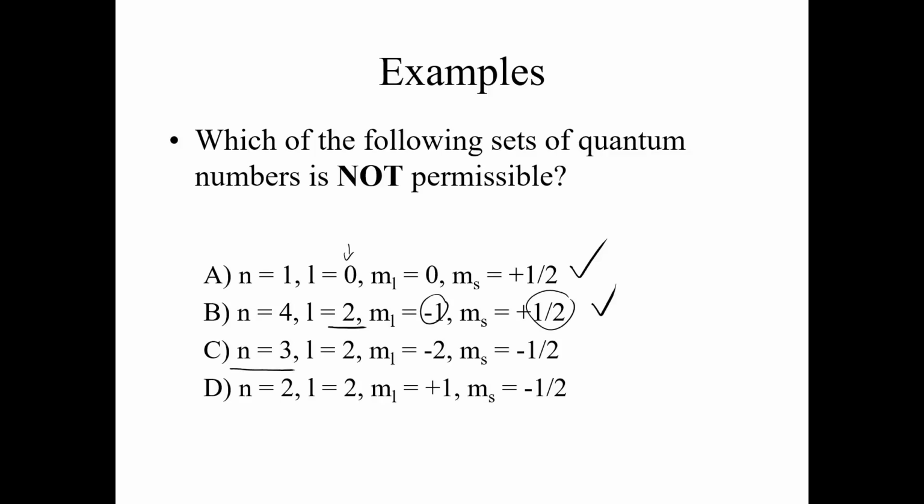N equal to 3, l can be 2, and m sub l can be anything from minus l to plus l. So far it doesn't look like we have a problem, and this is okay too. So this is going to have to be it. Let's find out why. N equal to 2, and here's the problem. If n is equal to 2, l can only go up to n minus 1, so 2 is not permissible. So here's your problem, because if you have l equal to 2, this is still possible only for higher n.